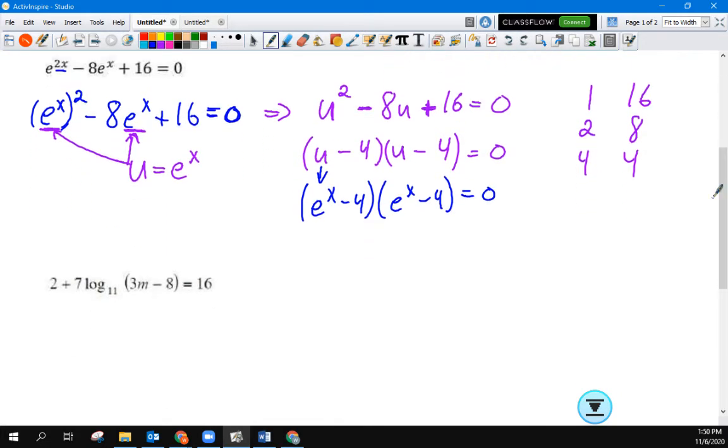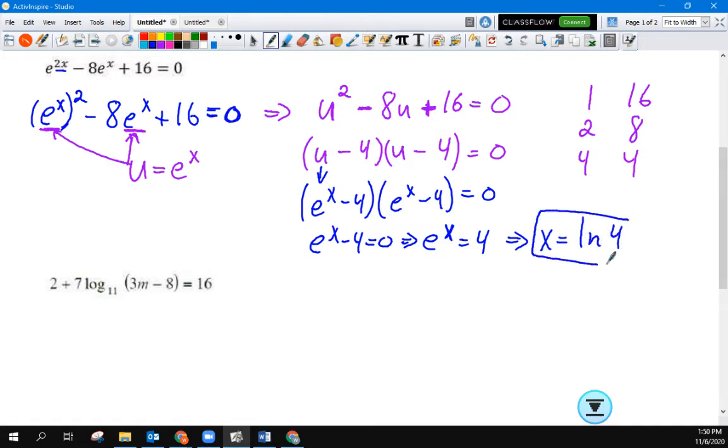And now we can solve each one of these. Well, the same thing, so we just have to solve one of them. So e to the x minus 4 equals 0. So e to the x equals 4. And you can either take the natural log of both sides, or you can change it to its log form. Either way, you're going to get x equals the natural log of 4. And that is your solution. And you can plug in a calculator and it'll give you a number, but that is the answer. Okay.